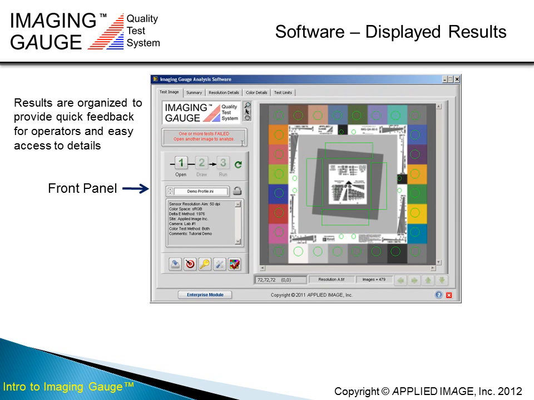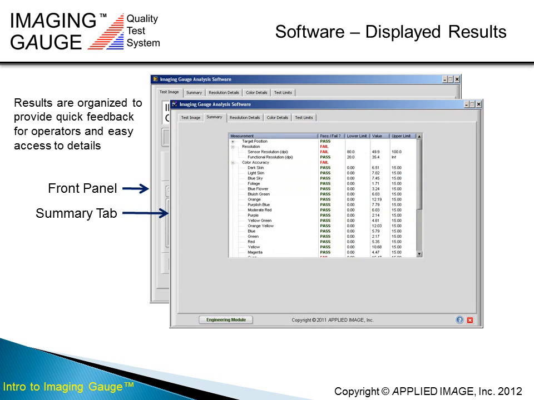After an image has been analyzed, the results are displayed on the front panel, clearly stating whether the image passed or failed. In this case, it shows a failed image. The next tab shows a summary of all the image metrics that were measured. In this case, the failed portion is the sensor resolution and color accuracy.